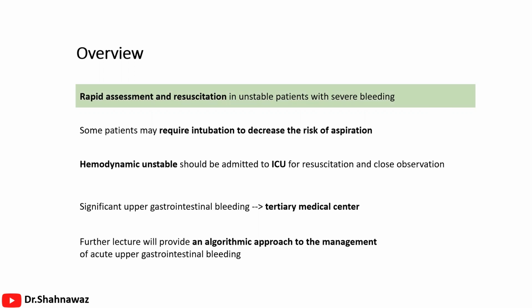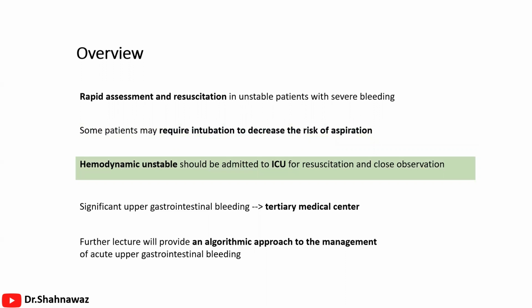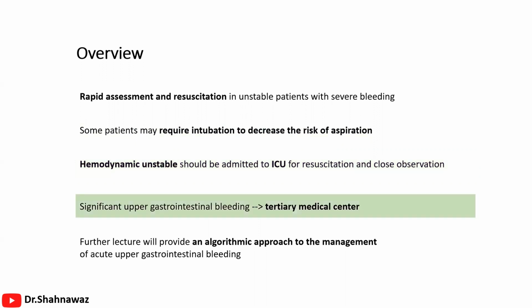If a patient comes with upper GI bleeding, we should do rapid assessment and resuscitation if the patient is unstable and has severe bleeding. To decrease the risk of aspiration, we intubate the patient, so that nothing is aspirated into the respiratory system. Hemodynamically unstable patients should be admitted to the ICU because we need close observation, and if there is any severe blood loss, we should manage it.